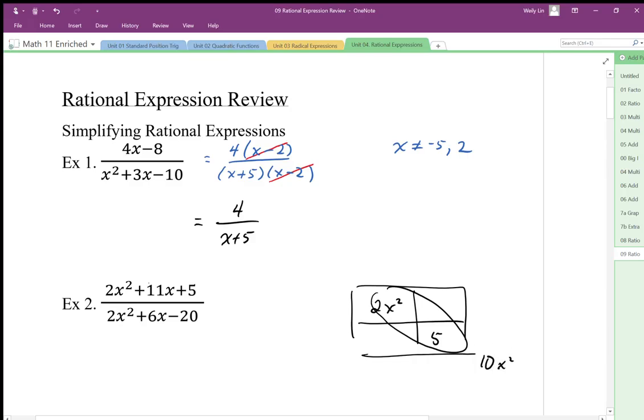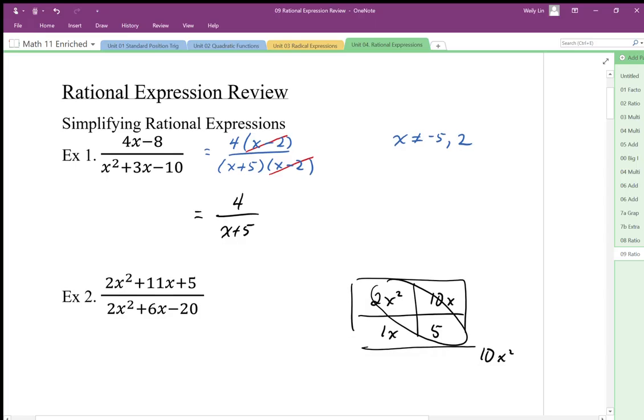And the 10x squared allows me to decompose the 11x, because we know that these two areas add to 11, and this cross diagonal also multiplies to 10x squared. So we know this has to be 10 and 1. Okay, now we can factor.